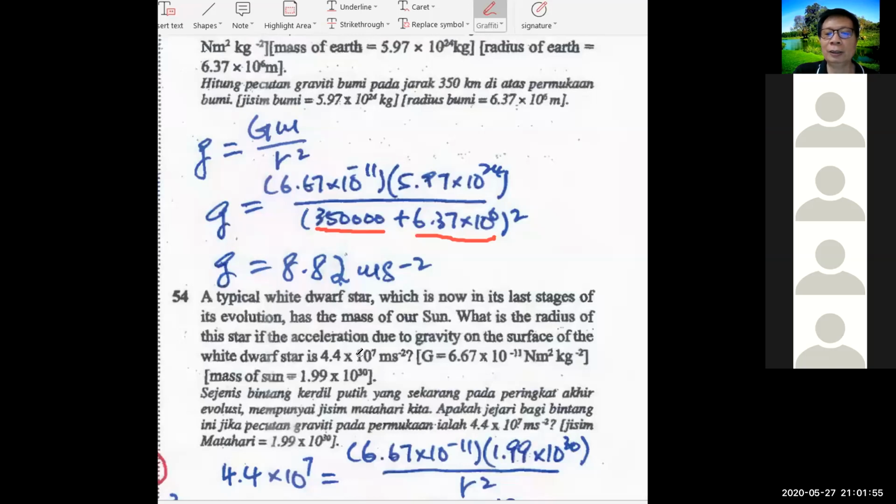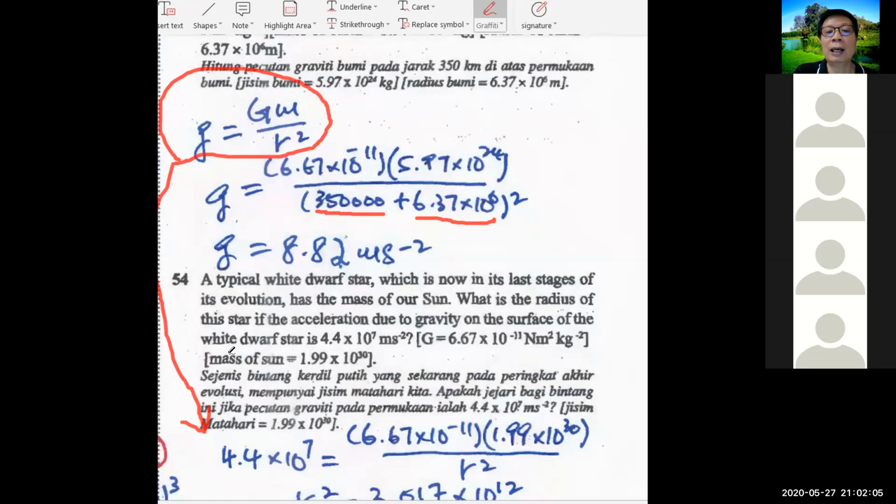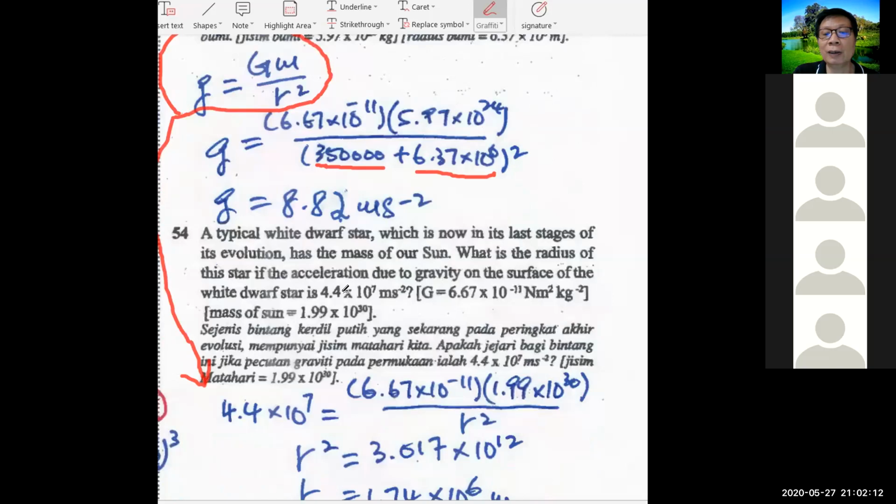This is the gravity, okay? We are using the same formula, so you put it here. Now you see how we use the formula. The gravitational acceleration is given already, 4.4 × 10^7. And this is the gravitational constant, put this value in. And this is the mass, the mass is given: 1.99 × 10^30, because it says the star's mass is the same as the sun, so you can use the sun's mass. You are supposed to find R, the radius, the distance.